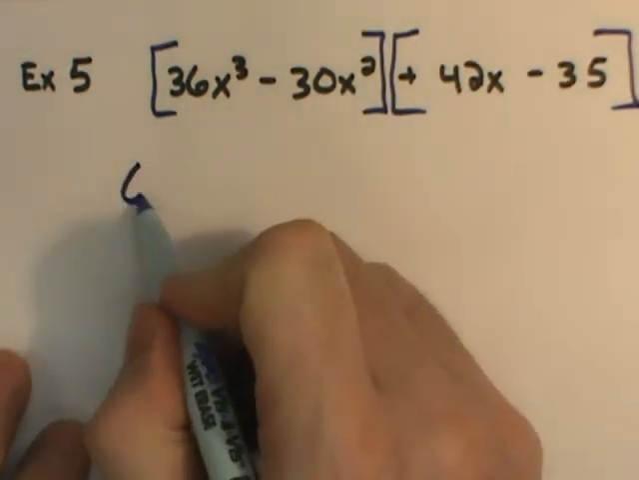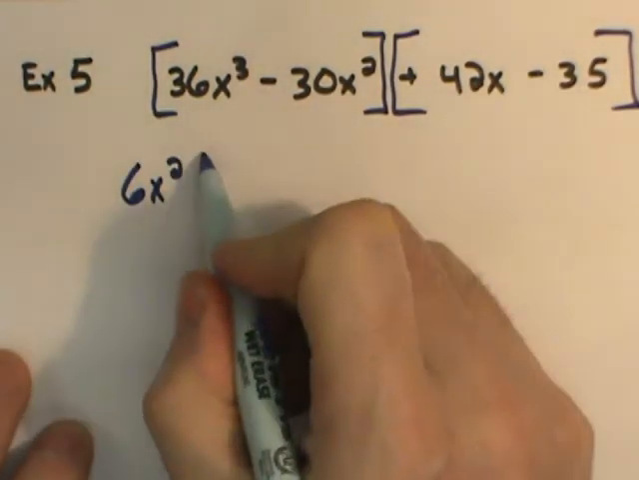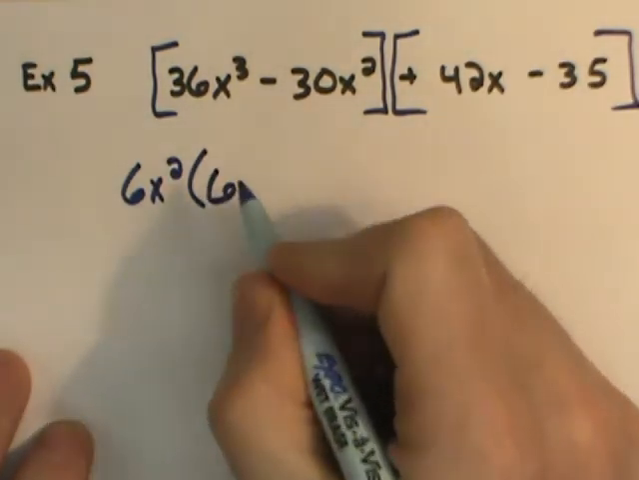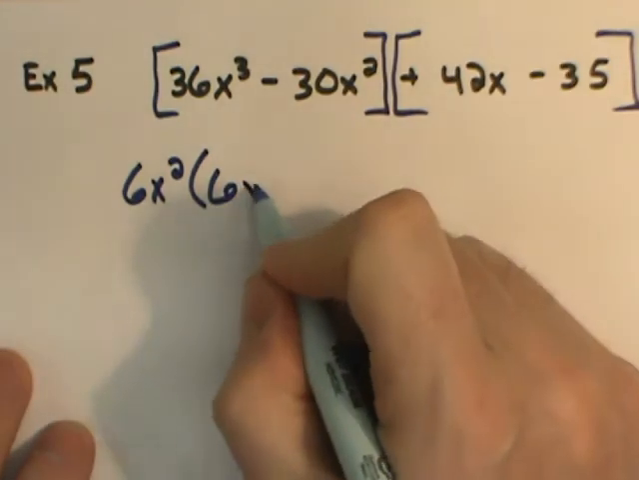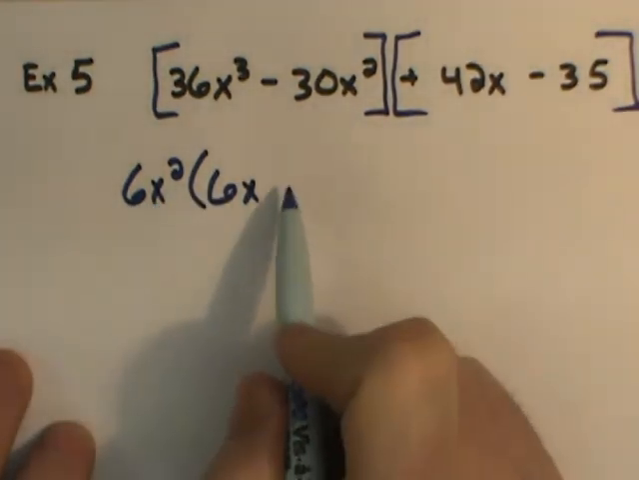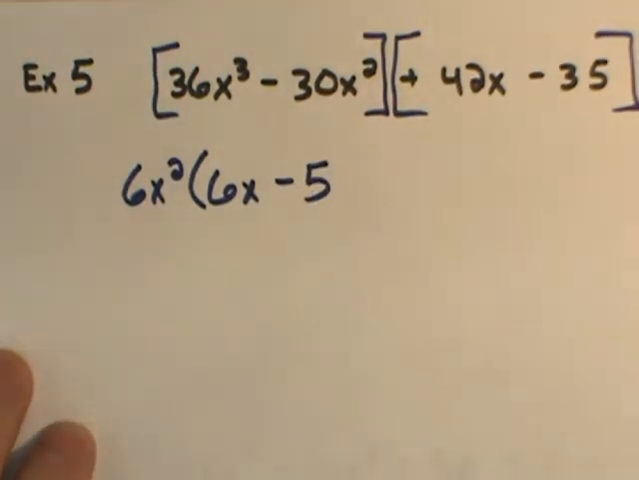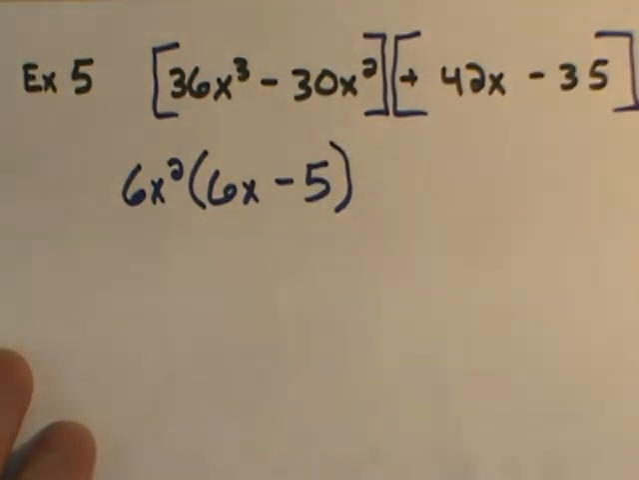I'm thinking 6x squared ought to do it for us. So in my parentheses, 6 times what is 36? 6. X squared times what is x cubed? X. And then 6 times what is negative 30? Hopefully you're answering with a negative 5. I already have the x squared here, so that establishes my parenthesis.